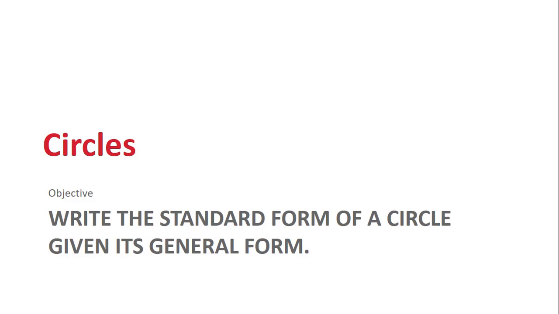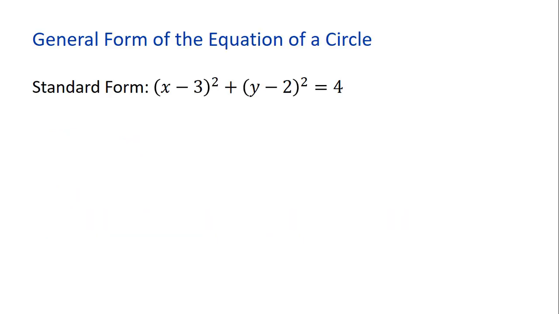The topic of this video is how to write the standard form of a circle given its general form. Thus far we've seen the standard form of a circle is (x minus h) squared plus (y minus k) squared is equal to r squared. So if we expand that, then we get what's called the general form. So I have an example here. Let's look at (x minus 3) squared plus (y minus 2) squared equals 4.